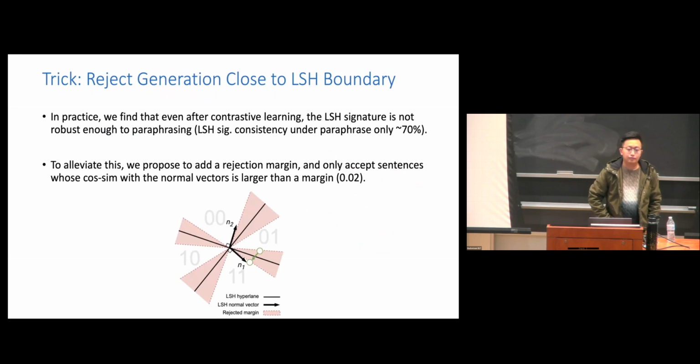The margin depends on the cosine similarity with the normal vectors of these hyperplanes. If the similarity with the normal vector is too small, then we know it's near some boundary. It's a hyperparameter that we could tune, and it depends on a lot of things, but we found this pretty useful.